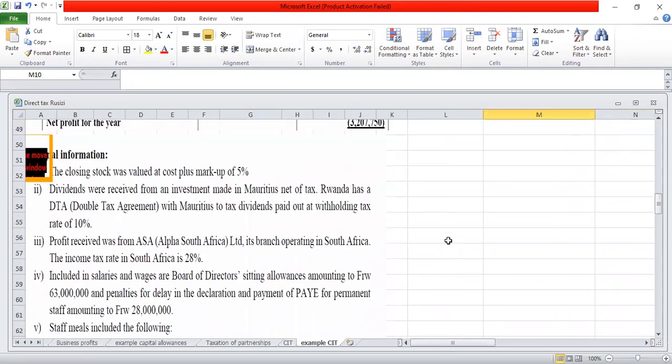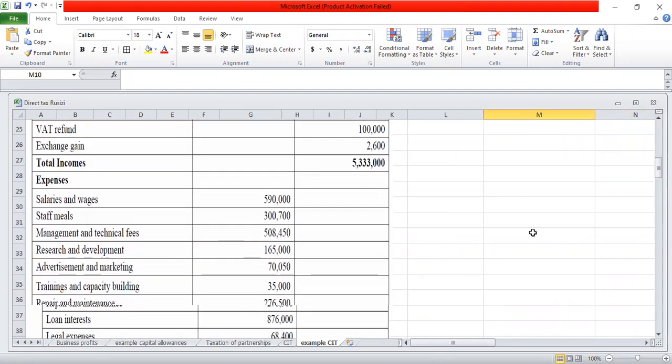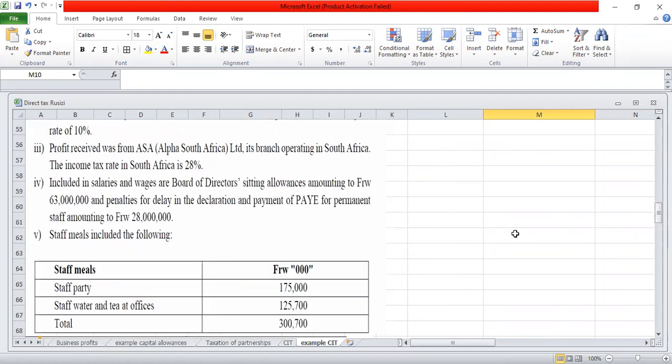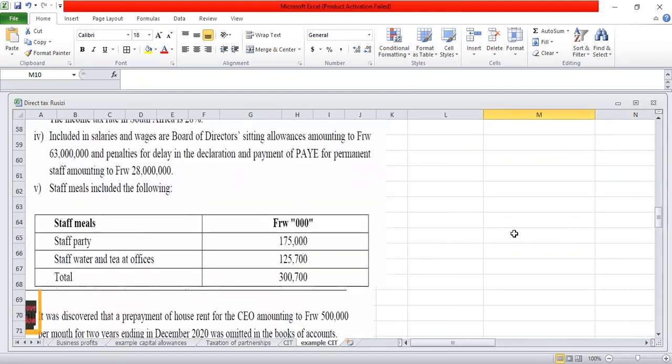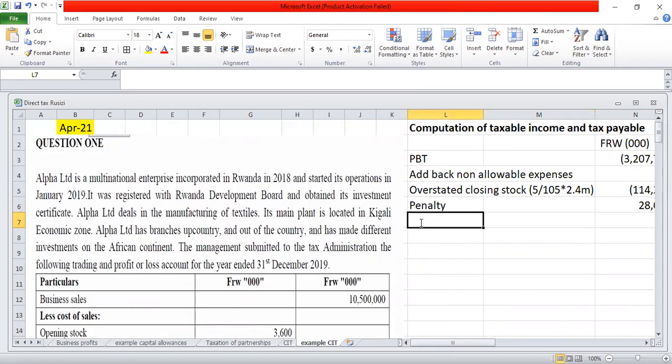Then another expense is staff meals. And they said we have a staff party. That one is not allowed. That's entertainment. Staff party of 175, not allowed.